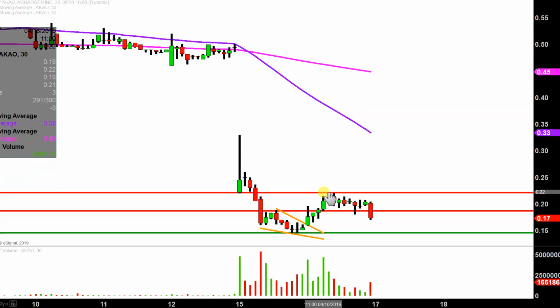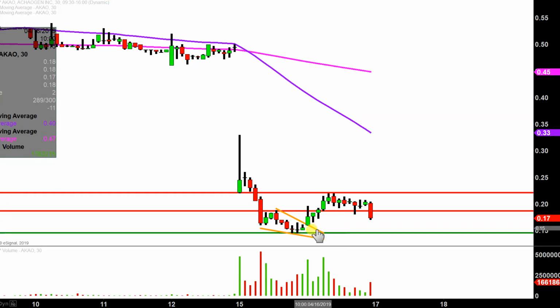I promise I've not moved any of these lines, but if you don't believe me, I'm not offended. I get it. I'm just somebody on the internet. But you can go back in the video archive and watch a video I did from April 15th and see all the lines I drew. But point here being that, that pattern right there played itself out. So congratulations to any of the technical traders that got the nice breakout trade right there.